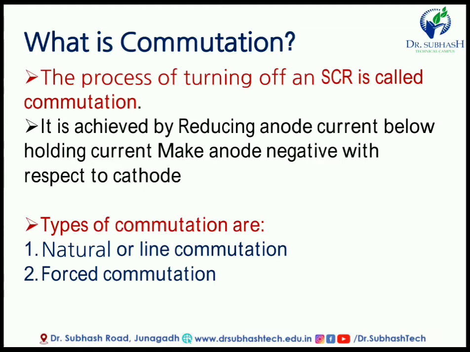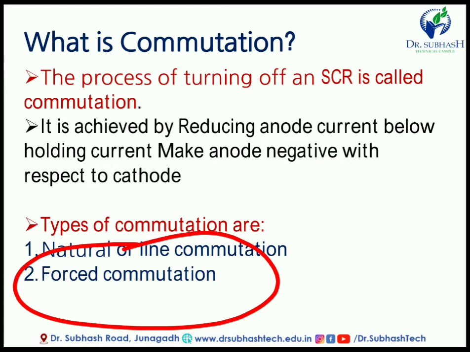Natural or line commutation is related to the AC signal. In an AC signal there is a positive half cycle and then a negative half cycle. Whenever the current goes from the positive half cycle to the negative half cycle, the anode current becomes 0, and then it flows in the negative direction. So there is no requirement of an extra circuit. But forced commutation requires extra circuitry. Here we have to force the anode to cathode current to reduce, so it is known as forced commutation.